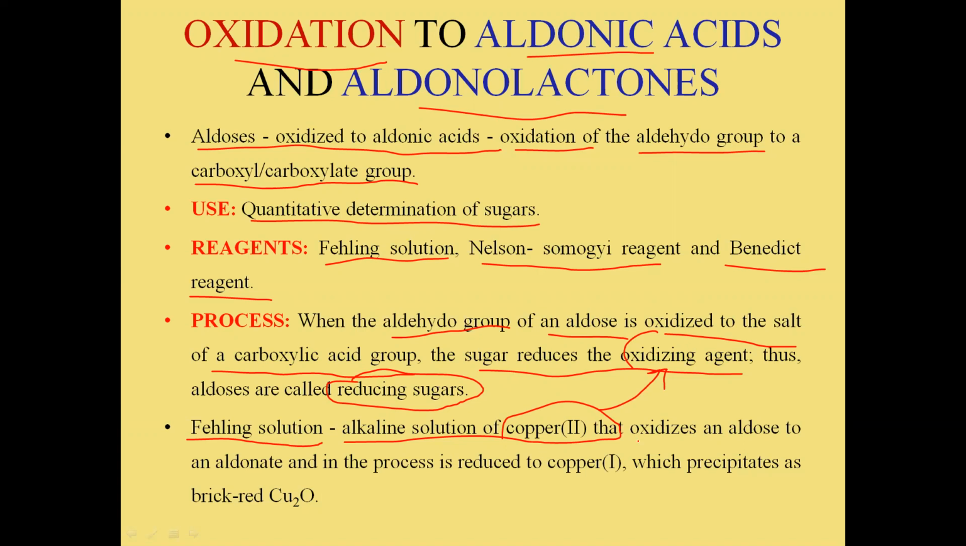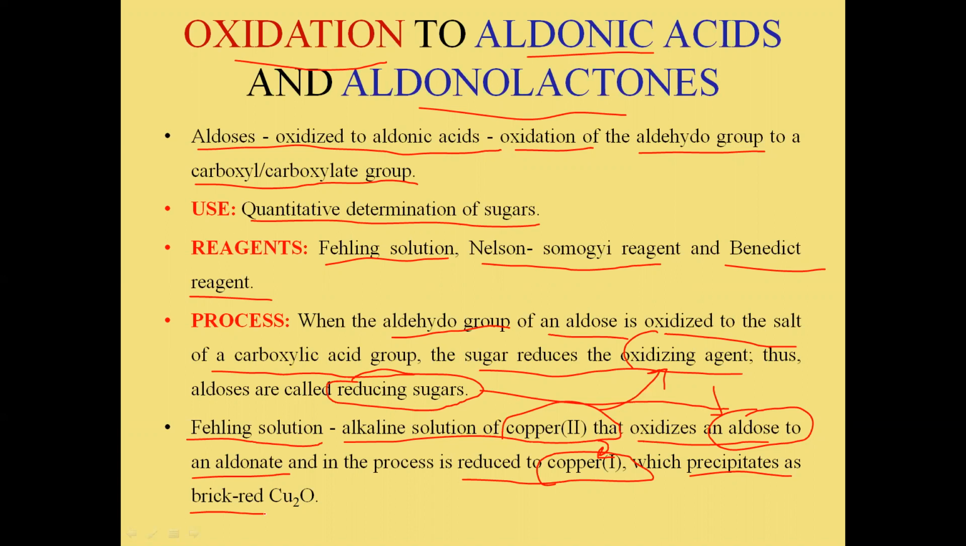So this copper 2 oxidizes an aldose to an aldonate, and in this process, the copper 2 is reduced to copper 1. Copper 1 is nothing but cuprous oxide. So this conversion of copper 2 to copper 1 is being carried out by the aldose sugar, and thus we call this aldose sugar the reducing sugar. With this, the cuprous oxide or the copper 1 precipitates as a brick red colored precipitate.